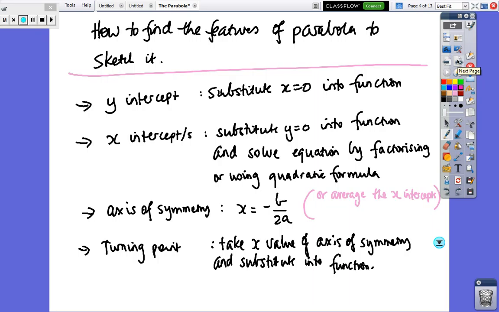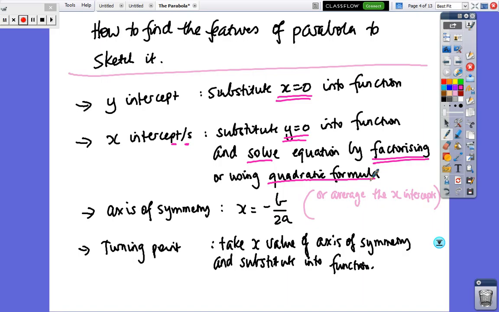Okay, so how do you find the features of the parabola so you can sketch it, because that's where the money is. So the y-intercept, you just simply substitute x equals 0, and you'll find that that gives you a really easy substitution, because all that's left is the number at the back, where there's no x term. The x-intercept, there could be a single one or there could be plural, but you substitute y equals 0 into the function or the equation, and then you can solve it. Now to solve it, we can either factorize it, if you can factorize it, or you can use the quadratic formula. Okay, and we'll show you those two ways in a sec.